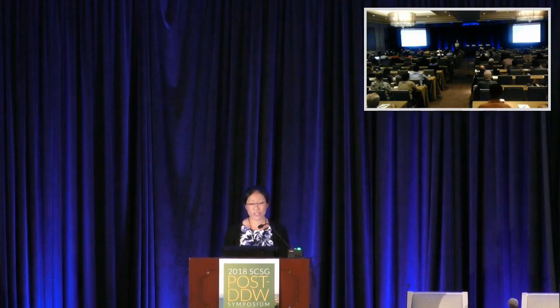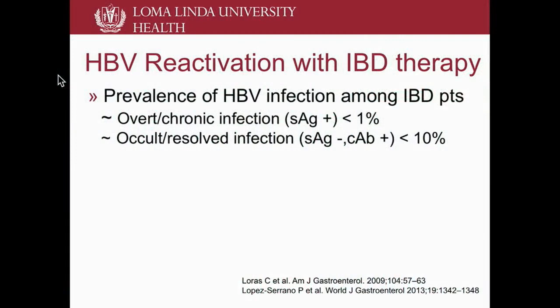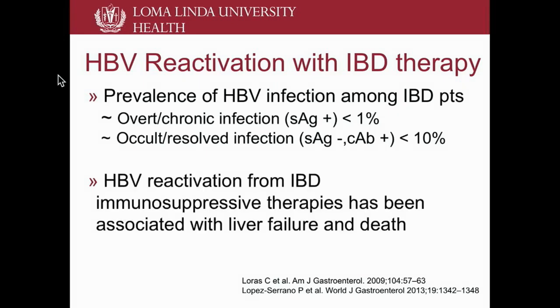So the prevalence of hepatitis B infection amongst IBD patients is actually not very high. Those that have overt infection, meaning surface antigen positivity, is less than 1%. Those that have so-called resolved infection with core antibody positivity is less than 10%. But hepatitis B reactivation from IBD immunosuppressive therapies has been associated with liver failure and death, so it is important that we recognize, screen, and treat if needed prior to starting your IBD therapies.